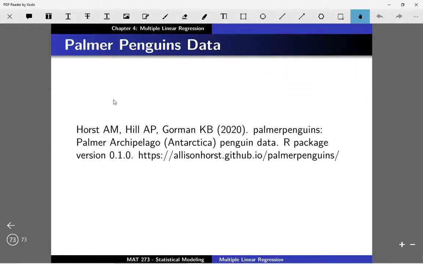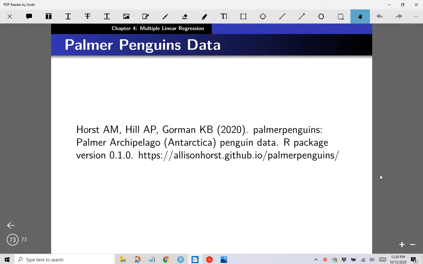Okay, and then here's just a quick citation for this Palmer Penguins dataset that we used. Someone went to a lot of work to put it together, so I wanted to make sure to give them credit. It's a really great, cool dataset to use.